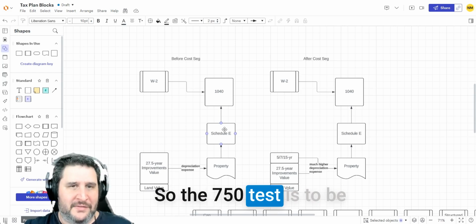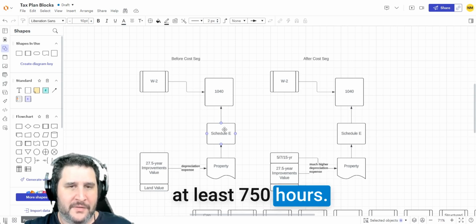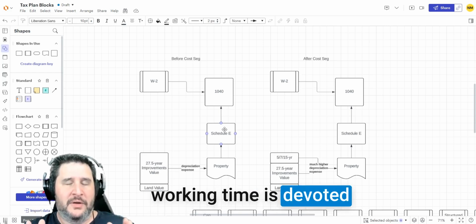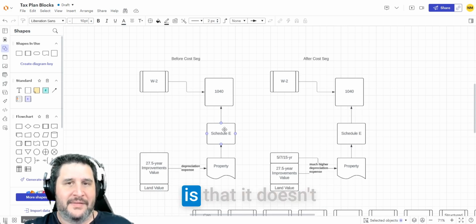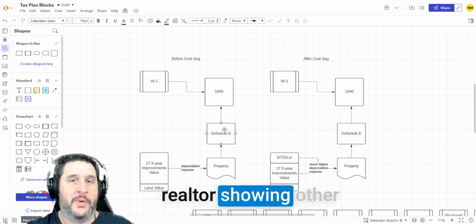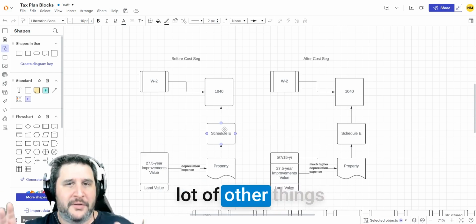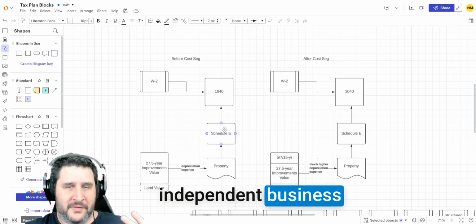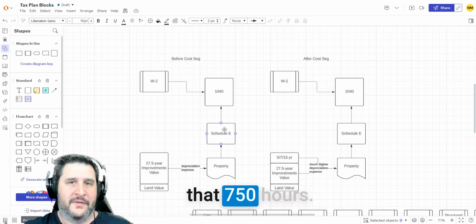So the 750 test is to be real estate professional. And this means that you are spending at least 750 hours during the year and at least 50% of your working time is devoted to real estate activities. Now, the advantage of this classification is that it doesn't have to be related to that property. So you could be a realtor showing other people houses for sale. You could be a property manager. You could be in construction. You could be in a lot of other things related to real estate, as long as you're working on your own behalf as either an independent business owner or a contractor or something like that. Then all of those contribute towards that 750 hours.